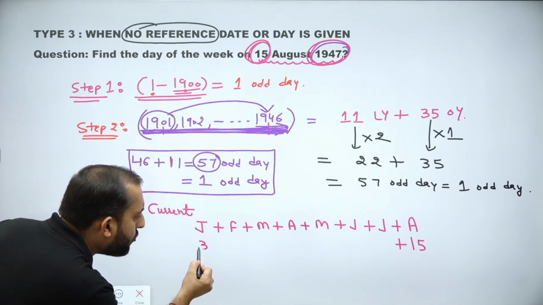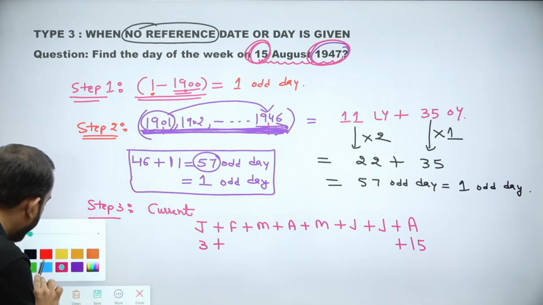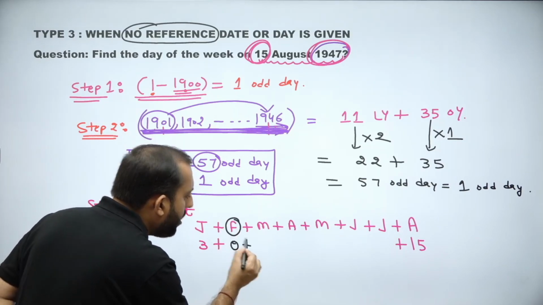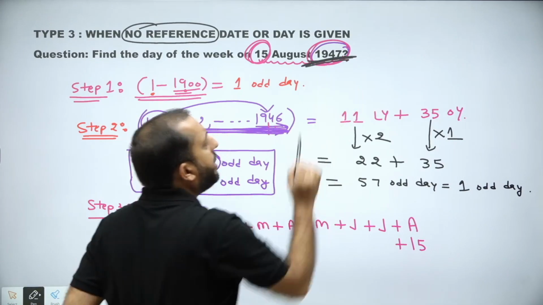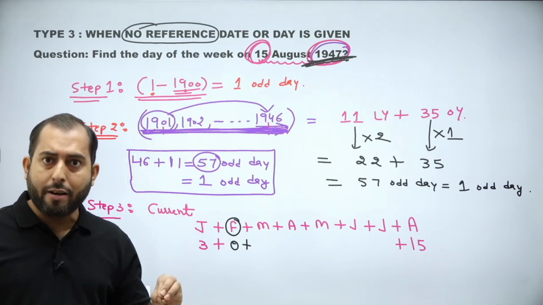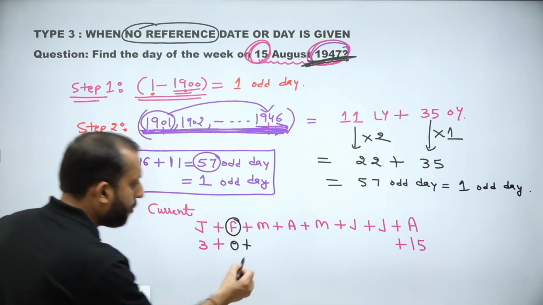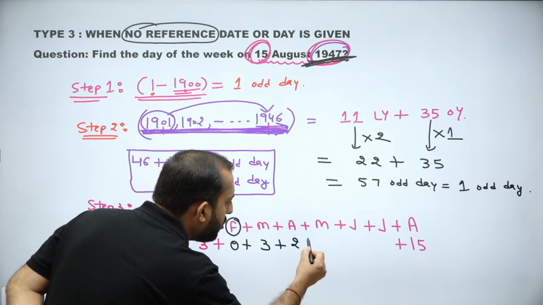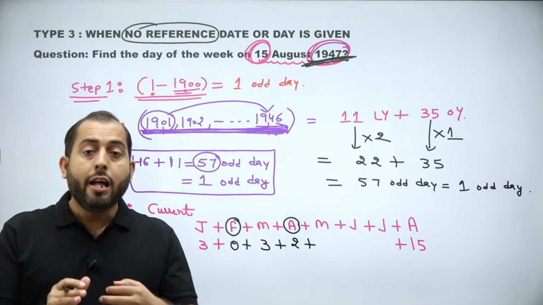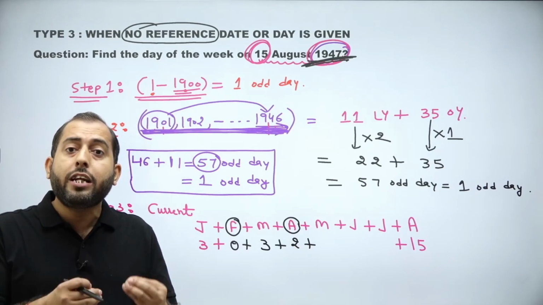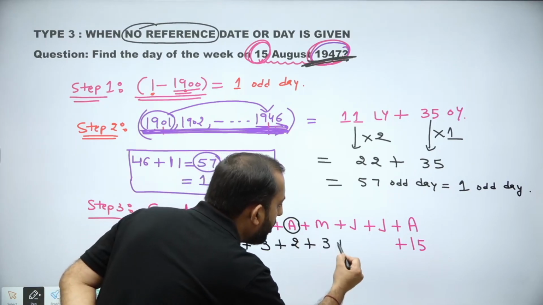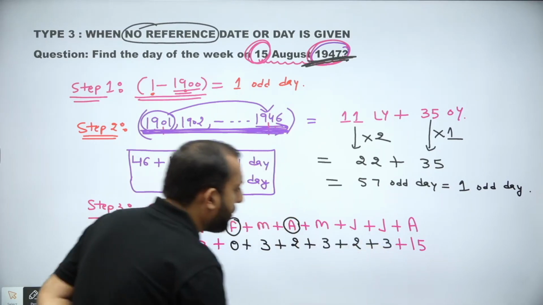In January, write down 3, because in the January month, how many odd days are there? 3. In February, how many odd days are there? 0, because this is an ordinary year. In an ordinary year, Feb has 28 days, and 28 when divided by 7, the remainder is 0. March 3, April 2. Total days in April are 30, and 30 when divided by 7, the remainder is 2. So April 2, May 3, June 2, July 3.